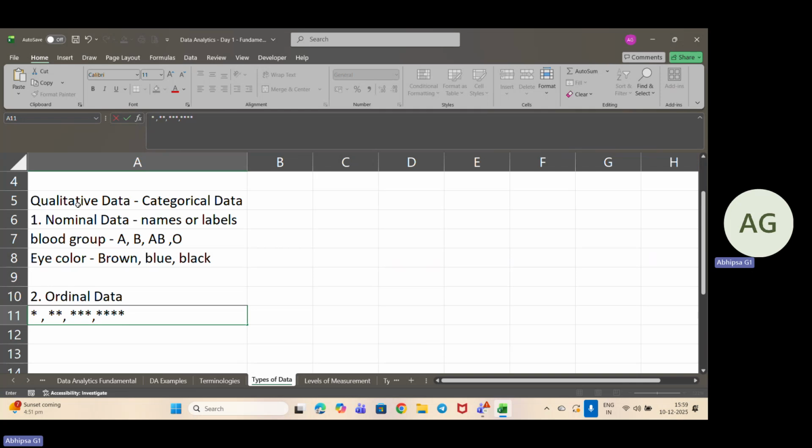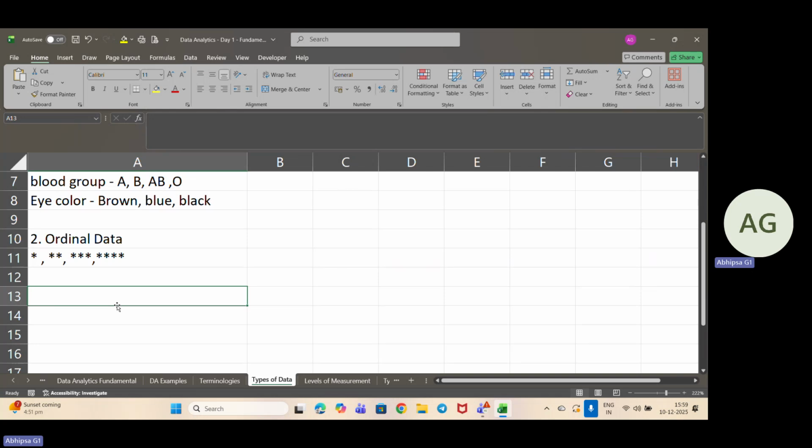This is all about qualitative data. Qualitative data has two forms, that is nominal data and ordinal data. Now we will be discussing quantitative data. What is quantitative data? Quantitative data is the numbers data or the numerical data.